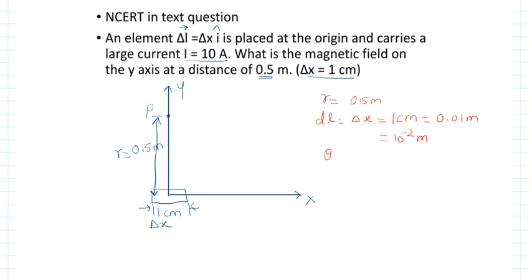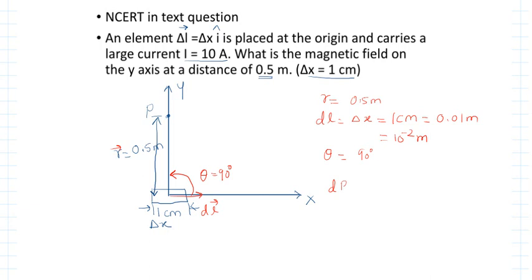Further, we also need angle theta. So angle theta is always in between DL bar and R bar. So R bar is along y axis and DL bar is along x axis. So this is the angle. So how much is this angle over here? This is clearly 90 degree. So theta is 90 degree.